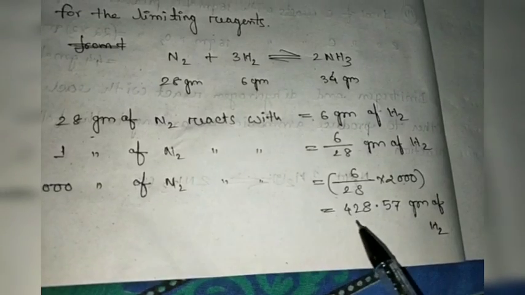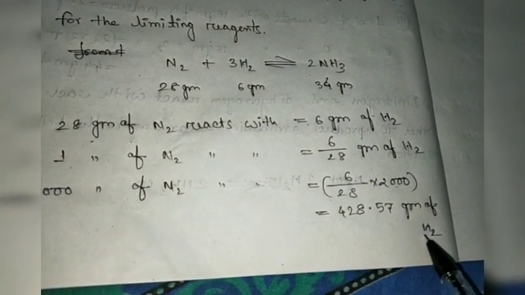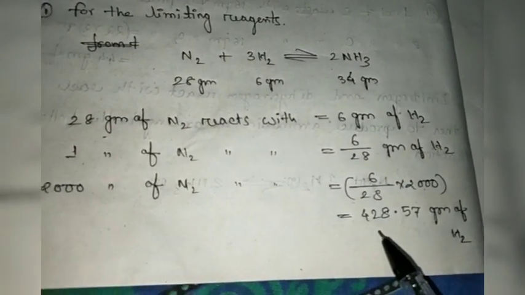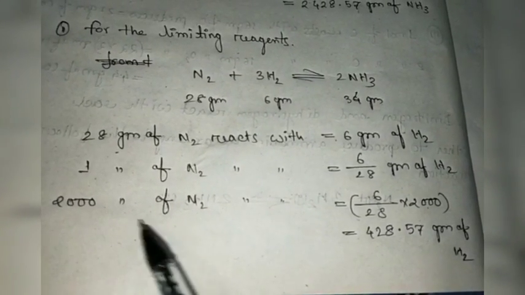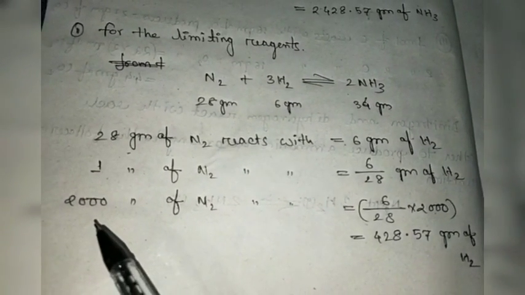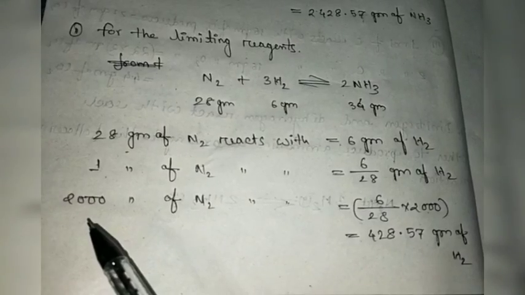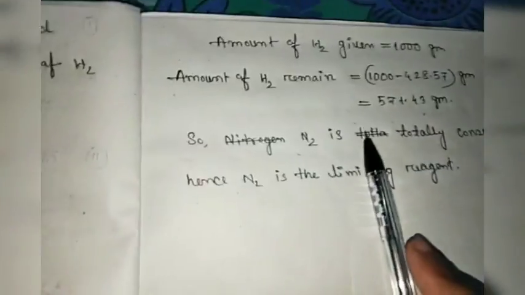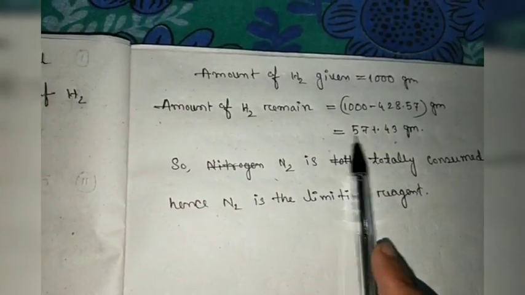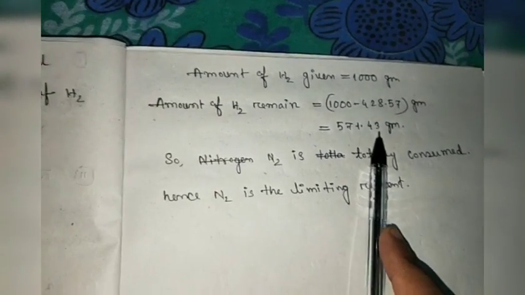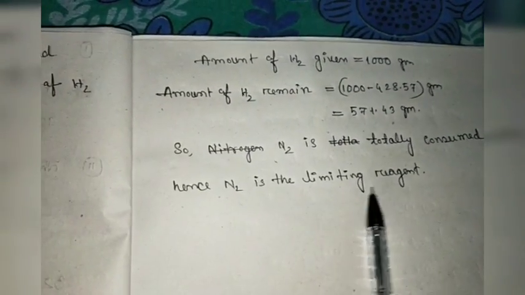So nitrogen is totally consumed. That means 2000 gram of nitrogen reacts with 428.57 gram of hydrogen, but the total amount of hydrogen is 1000. So the nitrogen is totally consumed, but 571.43 gram of hydrogen remains. So nitrogen is the limiting reagent.